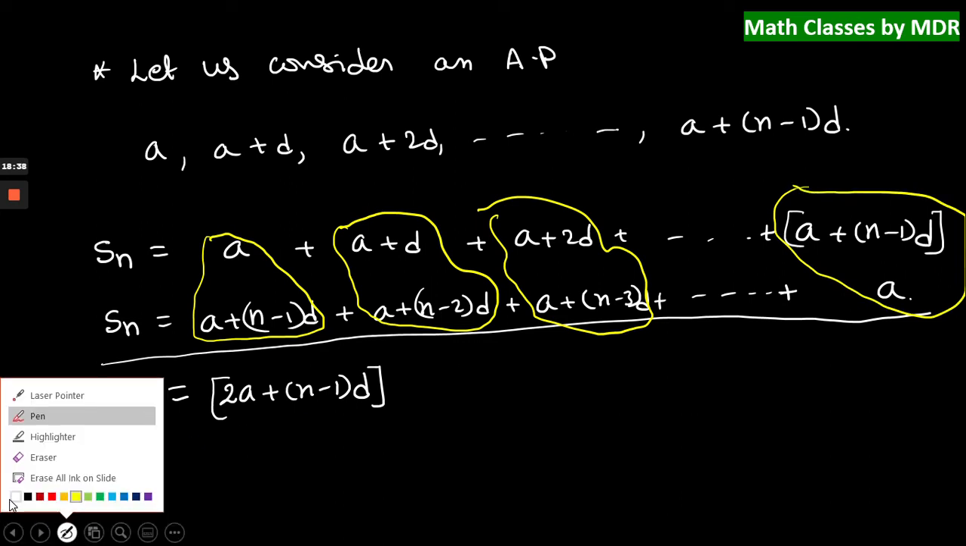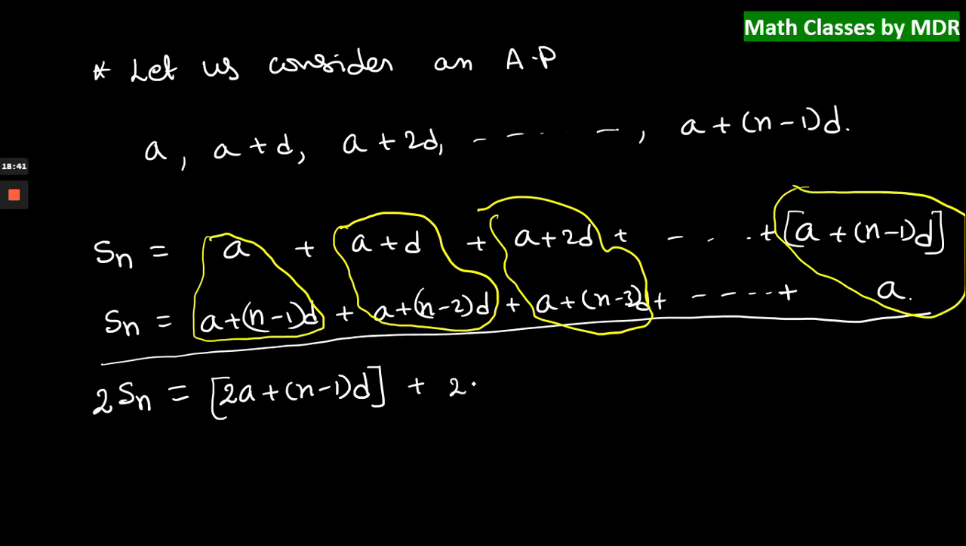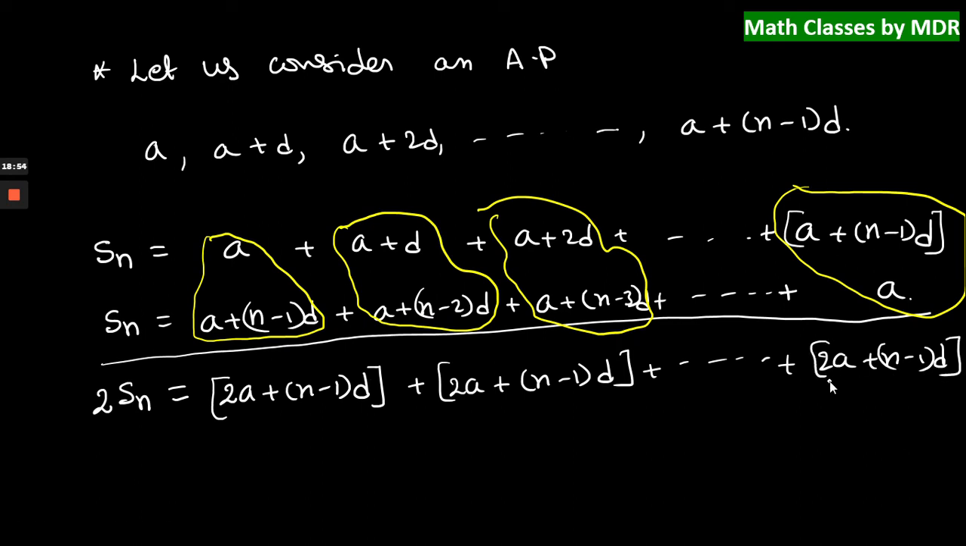Everywhere we get 2a plus n minus 1 into d, and so on. We'll get 2a plus n minus 1 into d for all n terms, we get the same, right? The sum is the same: 2a plus n minus 1 into d, 2a plus n minus 1 into d, up to n terms. That means I can write it as n into 2a plus n minus 1 into d. Can we write like this? Yes.